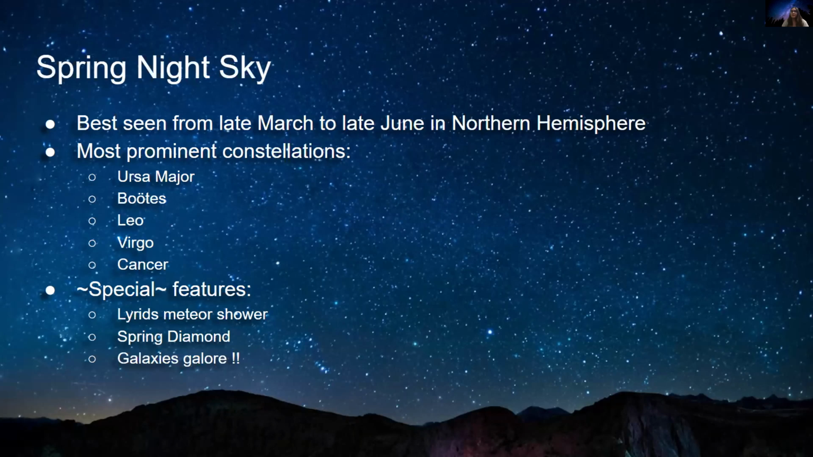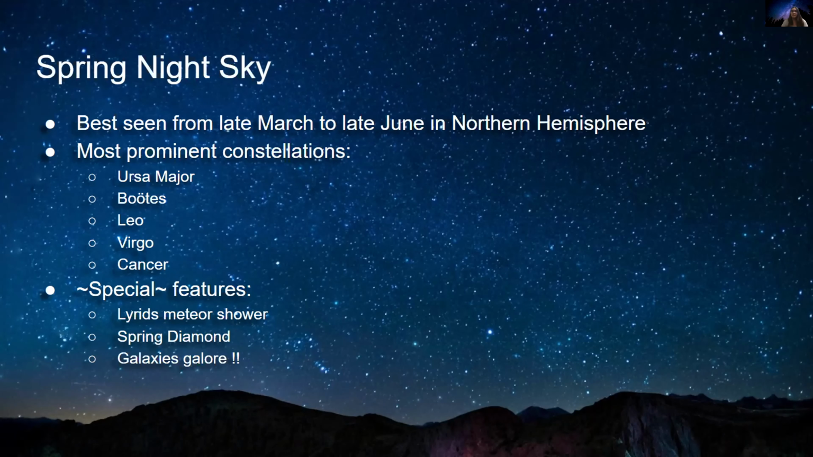But some special features that you could look out for are the Lyrids meteor shower, which actually peaked 2 days ago, I believe. They're still ongoing, you can still see them. They're probably not going to be as visible or as bright, but if you're lucky enough to be in a darker location and you can see it, that's going to be amazing. Just have a look out for it in the constellation Lyra. It should be in that direction.